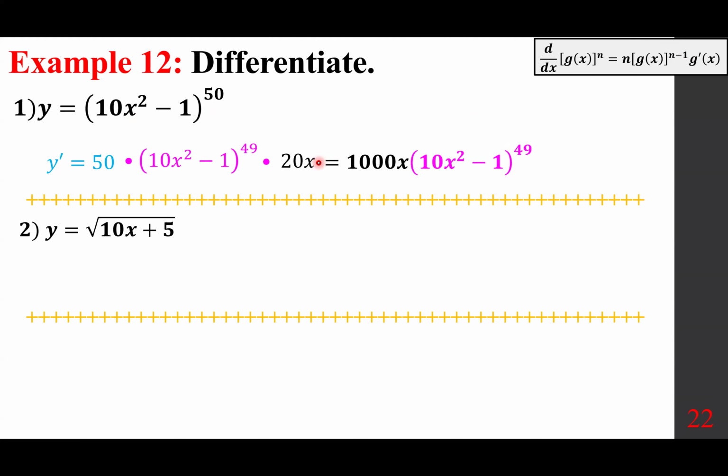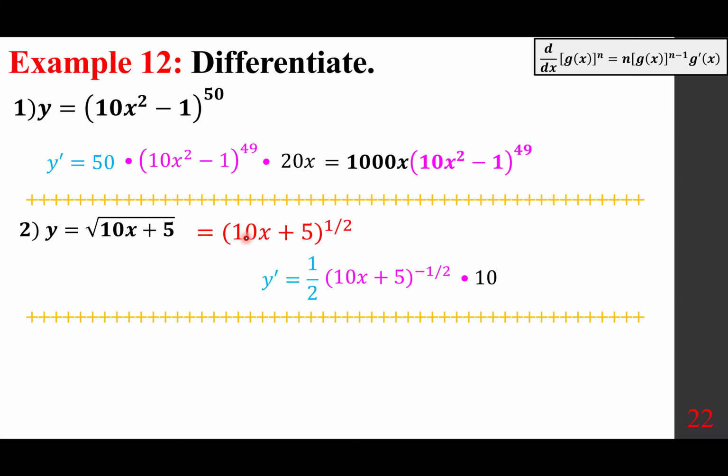Y equals square root of 10x plus 5. To take the derivative of that, we write it in a format such that power rule or extended power rule can be used. So we're going to rewrite this as 10x plus 5 to the power of 1/2. And now you just follow that. Y prime is n, which is 1/2. G of x to the power of n minus 1, 10x plus 5 to the power of 1/2 minus 1 is negative 1/2. And finally, g prime, the derivative of the inside, is simply 10.